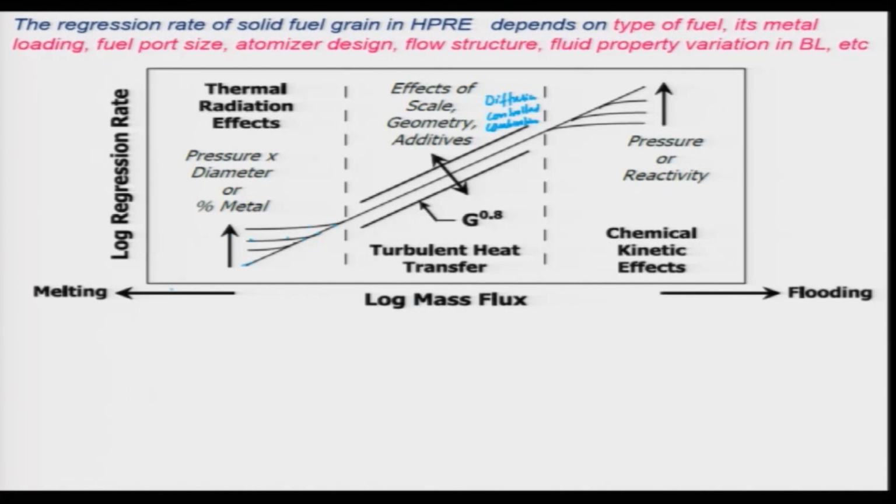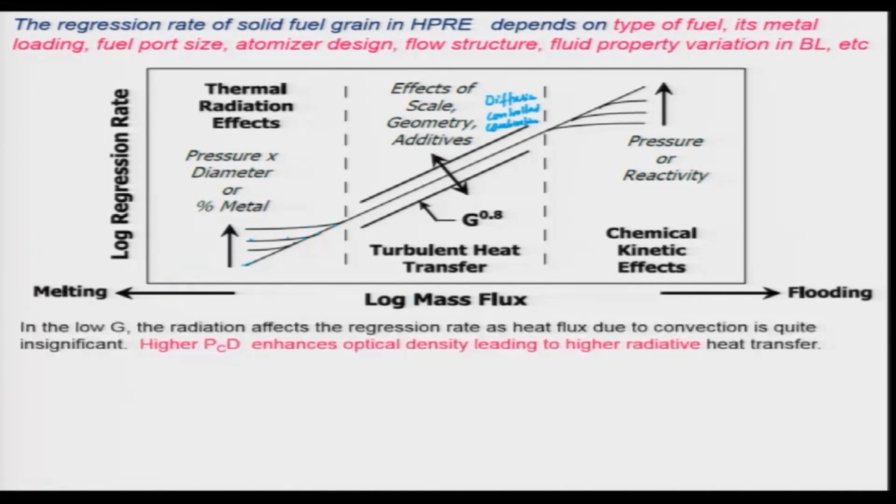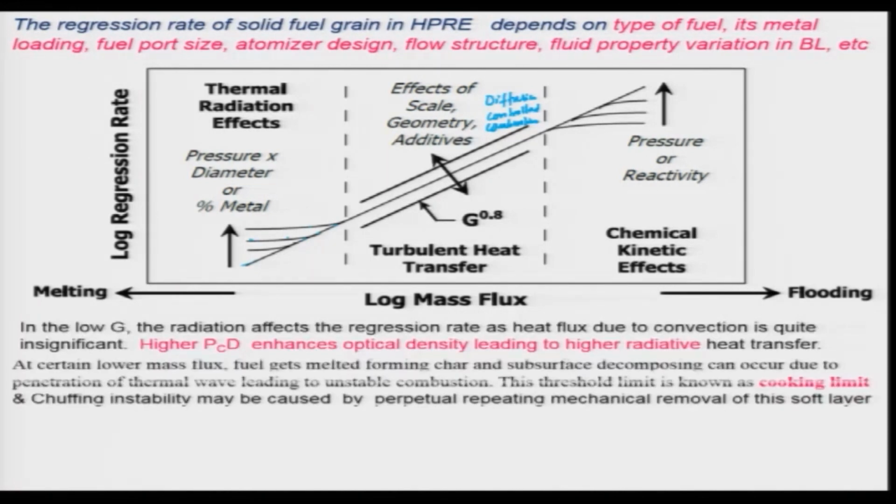But when the mass flux is reduced further, then what will happen? There will be melting of the surfaces, and then a char is formed, and there will be subsurface decomposition that can occur due to penetration of the thermal wave, leading to unstable combustion. And this threshold is known as the cooking limit, because beyond that you cannot go. This is known as the cooking or the melting limit.